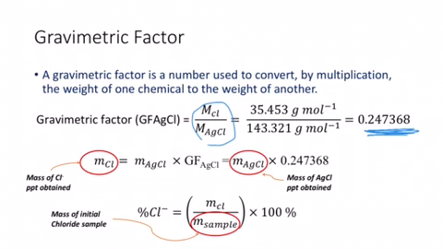When you have the gravimetric factor of silver chloride and the mass of silver chloride precipitate you obtained, you can calculate the mass of chloride in your unknown sample. But you are asked to report the percent chloride and not the mass of chloride. To do so, we need to divide mass of chloride by the mass of initial chloride sample your TA gave you in the beginning of the experiment 2.